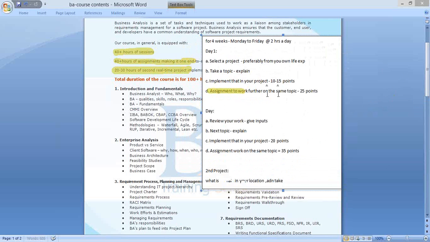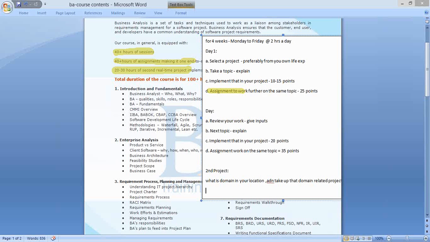I will give you the project for that, even though there is no relationship between the domain expertise and your BA job, but still, it is to boost your confidence. This helps you boost your confidence that you can work anywhere.